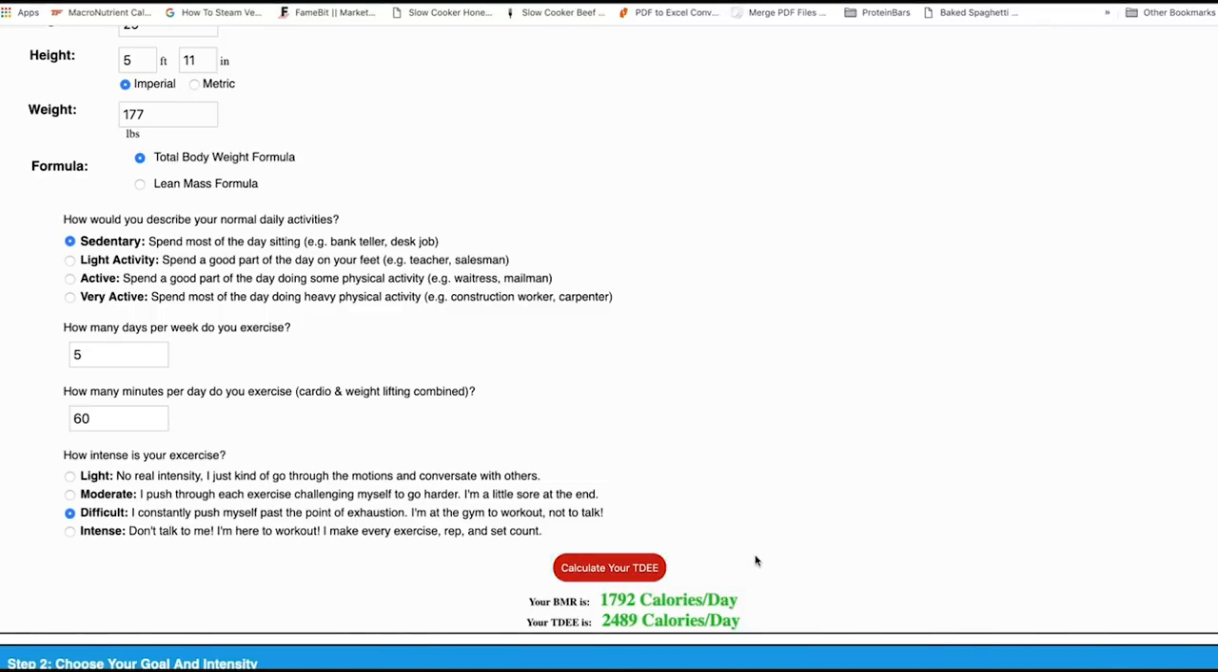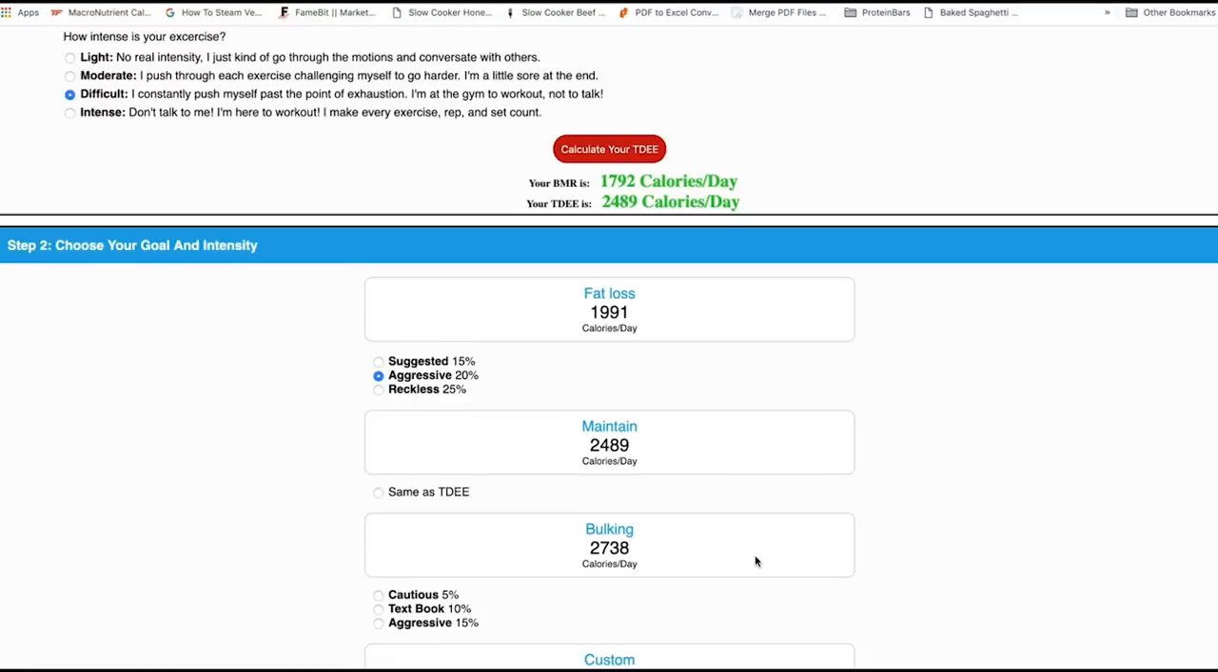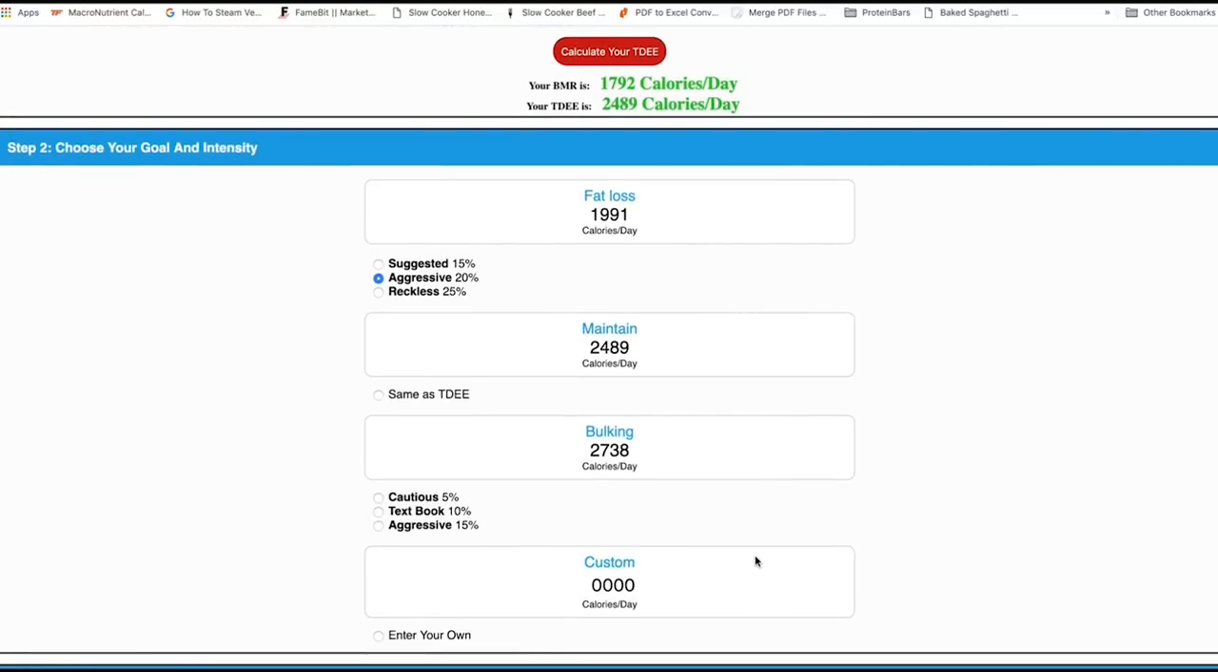Once you have your TDEE, or total daily energy expenditure, you wanna move to the next section, and here you're gonna be able to choose if you're cutting, if you're bulking, if you're maintaining, and then your level of progression, you know, how drastic do you wanna go, I guess you could call it. And here you can again do it for yourself. I'm gonna choose cutting, that's just for me, and the calories will adjust.